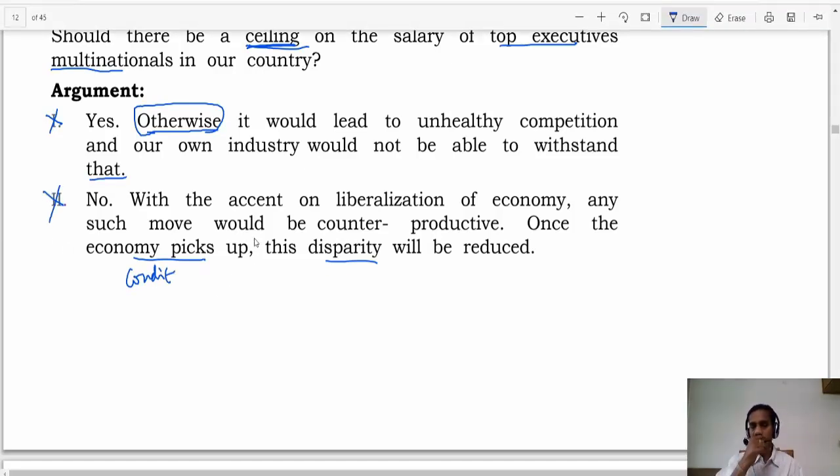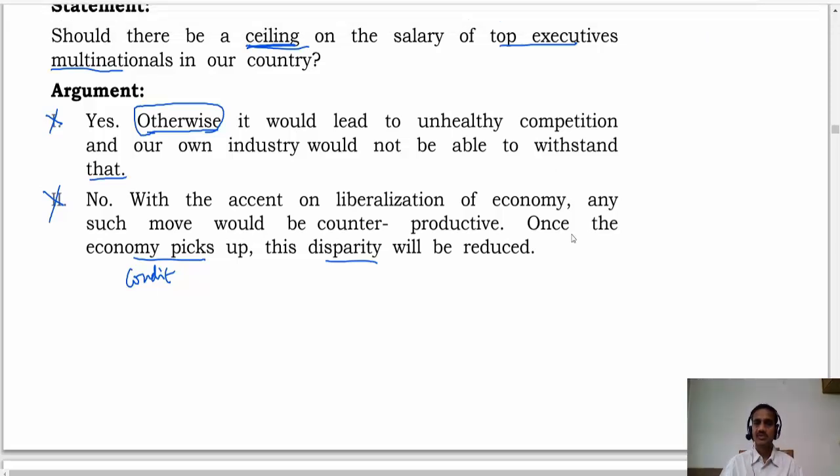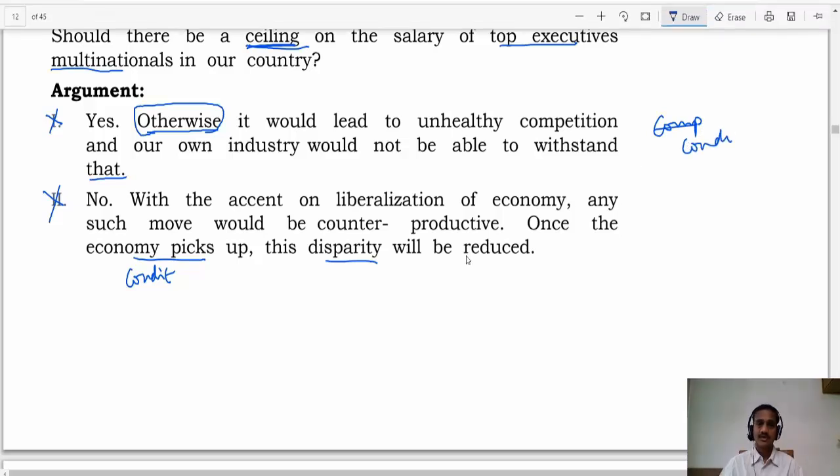We discussed this in the basics earlier. Arguments that are based on comparison and condition are not strong arguments. This is based on comparison, isn't it? Otherwise, this is based on condition. And this is also based on condition. What is the condition here? Once the economy picks up.